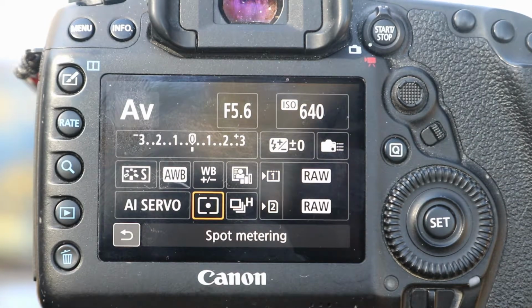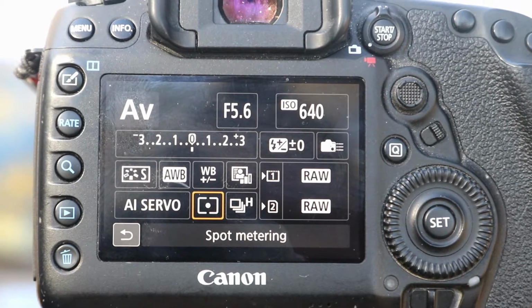And that's what spot metering does. Whatever your focal point is, that's where the camera is going to meter the light for. And that's all you want. You don't want the whole tree to be properly exposed, or the pond or whatever else that you're taking a picture of. You just want the bird properly exposed or the animal properly exposed. So tip number 3 is spot metering.